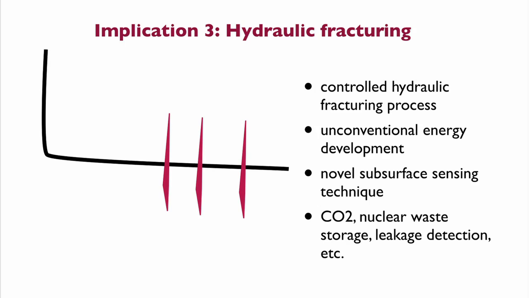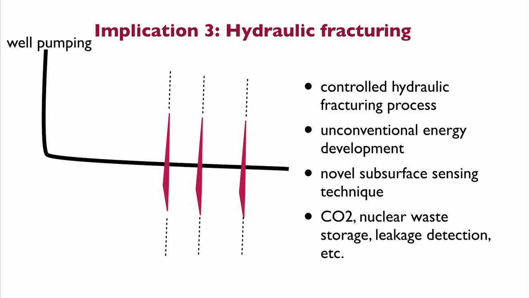The third one is hydraulic fracturing. Nowadays, the companies want to know the geometry of the fractures. They want to control fracture. So, using this mechanism, we can control the well pressure and well pumping rate, and maybe we can have a controlled fracturing process by knowing the fracture length and incrementally changing the source frequency to control hydraulic fracturing. And again, this is very important in unconventional energy development.